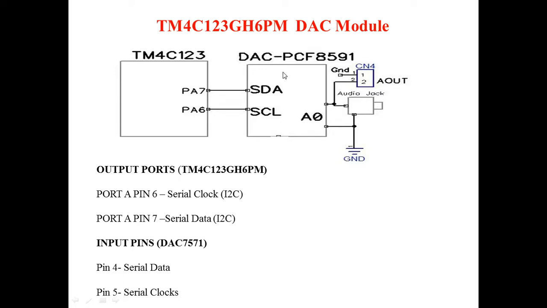I2C has two electrical lines, the serial data line and the serial clock line. The serial clock line and serial data line are connected to GPIO port A, pin 6 and pin 7, PA6 and PA7. By default, these pins are activated for the I2C serial clock line and serial data line.